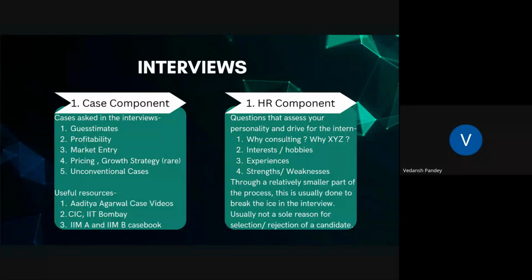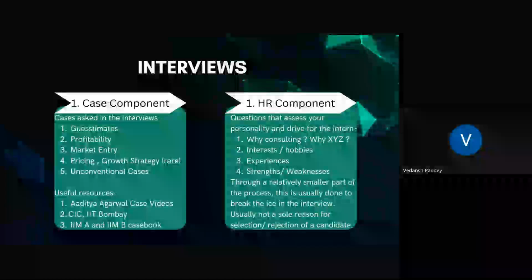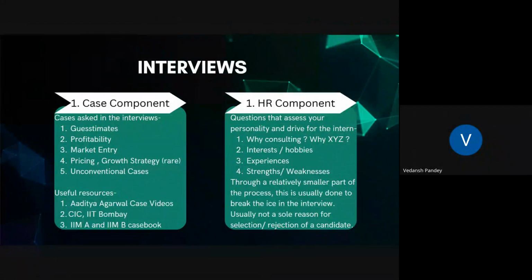The HR component is a minor one and is generally used to break the ice. I've never heard of someone being rejected solely because their HR component of the interview didn't go well. It generally looks like: who you are, where you're from, why you chose consulting, what are your interests, hobbies. It generally lasts around 5 minutes. And if the person taking the interview shares your interests, then the case might be related to the common shared interest. Otherwise, he can give any of the cases I've mentioned here.